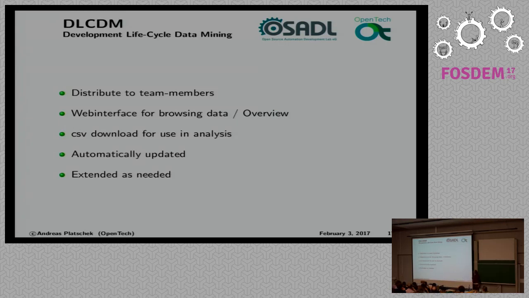Okay, so at this point, I want to show you how our system looks like, how we distribute the data. Actually, this is still in a prototyping phase. We want to send this out to our partners within the next weeks. So what we're actually doing: we have a web interface for browsing the data to get an overview. But for convenient use in R or in Python, we provide comma-separated values files as download. These are generated on demand.